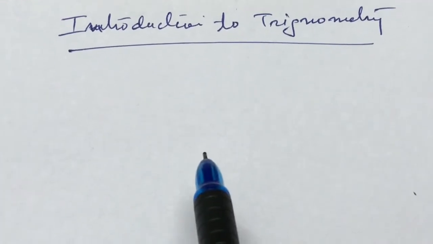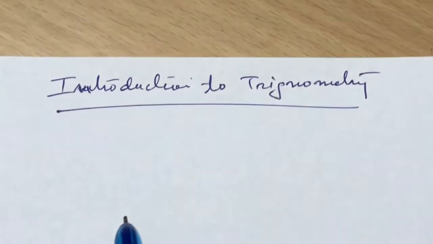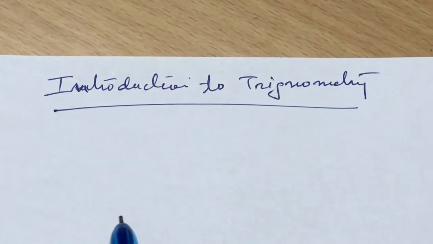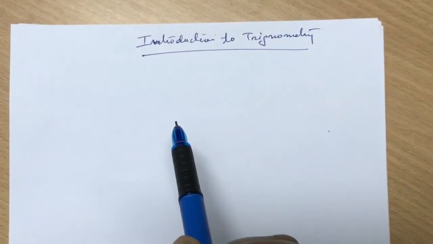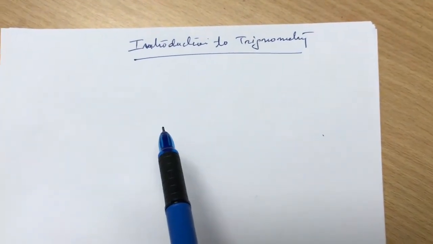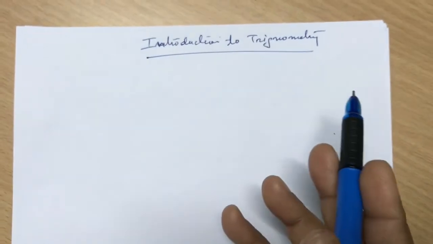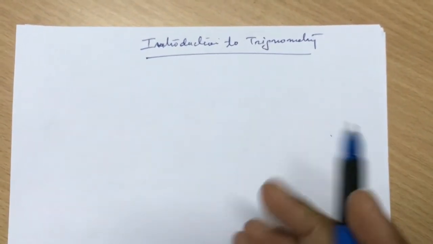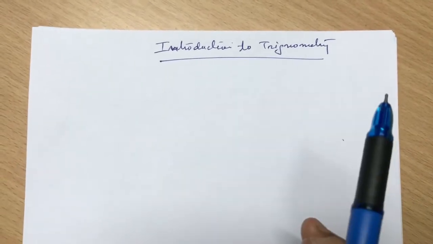like in the first part you have the introduction to trigonometry, then in the second part you will have the trigonometry ratios of specific angles that you have already done. Then in the third part you have the trigonometry ratios of the complementary angles, and then you have the identities. So today I will start with introduction to trigonometry.